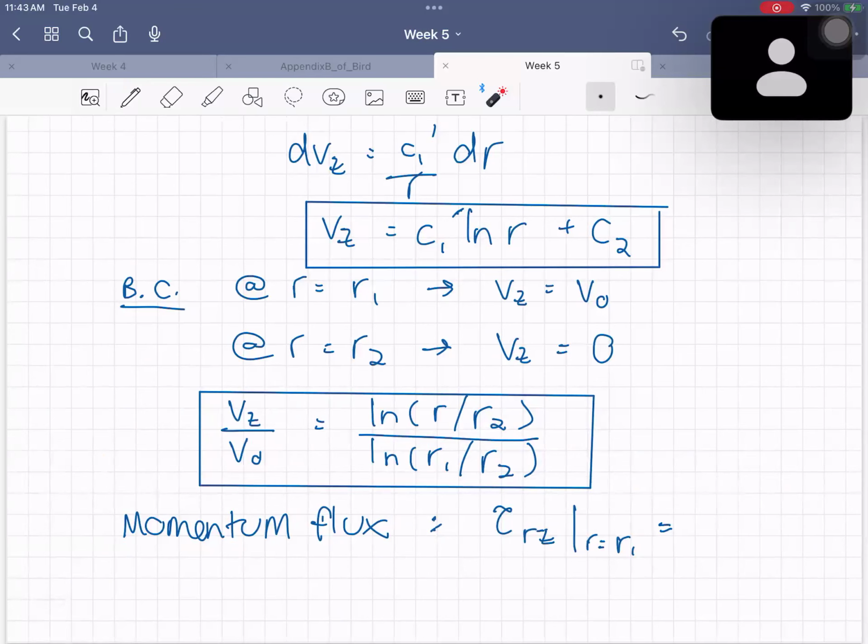Because earlier I didn't give you the solution of C1, C1 prime, and C2. So it will be C1 over r. Please work on this by yourself, all right? C1 over R1, because we define where r equal to R1. So that will be equal to mu V0 over log(R1/R2), times 1 over R1.